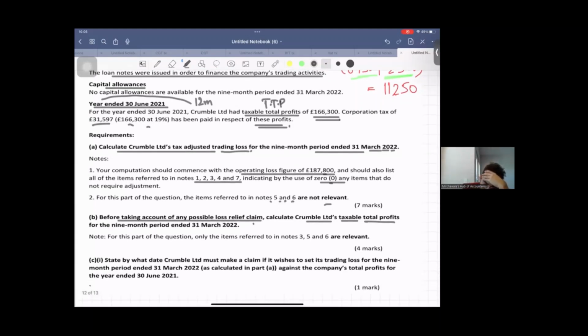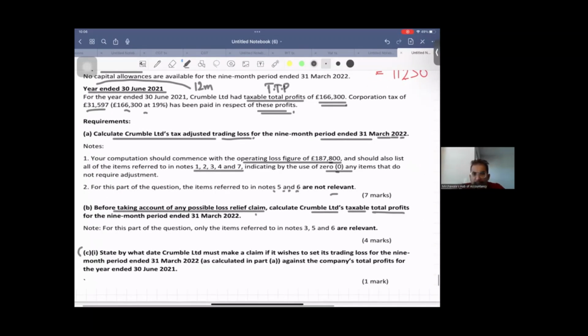Now, next thing, state by which date. I'm discussing requirement here because I'm going to change the screen. I'll change the screen for Excel work. State by which date Crumble Limited must make a claim if it wishes to set its trading loss for the 9-month period ended 31st March 2022 as calculated in part A against the company's total profit for the year ended 30th June 21.